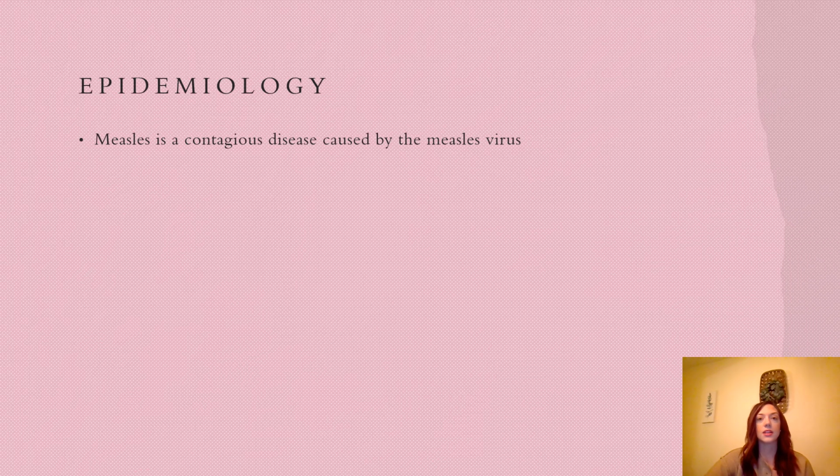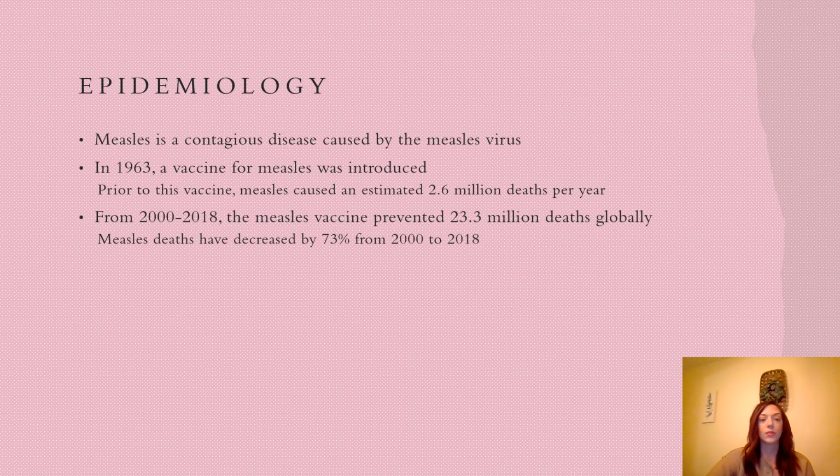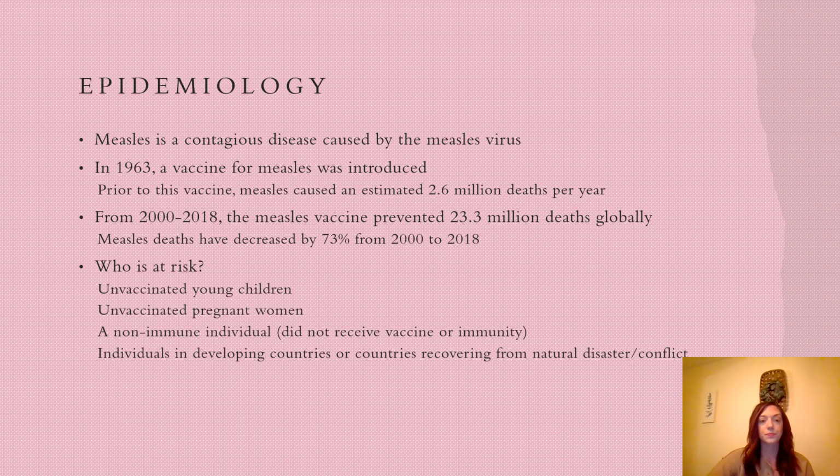The measles is a contagious, very serious disease that's caused by the measles virus. In 1963, a vaccine for the measles virus was introduced. Prior to this vaccine, there were multiple epidemics, and there was an estimated 2.6 million deaths caused per year by the measles virus. From 2000 to 2018, the measles vaccine has prevented 23.3 million deaths globally. Measles deaths have decreased 73% from 2000 to 2018.